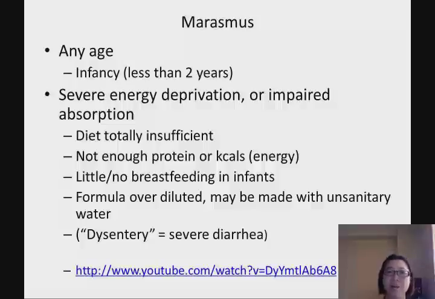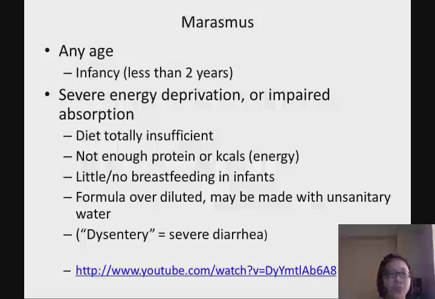So that's why there is no breastfeeding or little breastfeeding, or sometimes the infant formula is over diluted, and the dilution makes it watery, so the osmolarity is not the same as our body. That's why it causes dysentery, which is severe diarrhea, which means when they consume food, they diarrhea it out. So they don't absorb any food and still don't get an adequate amount of nutrients. And sometimes in third world countries, they use unsanitary water to prepare the infant formula, causing them to have diarrhea.